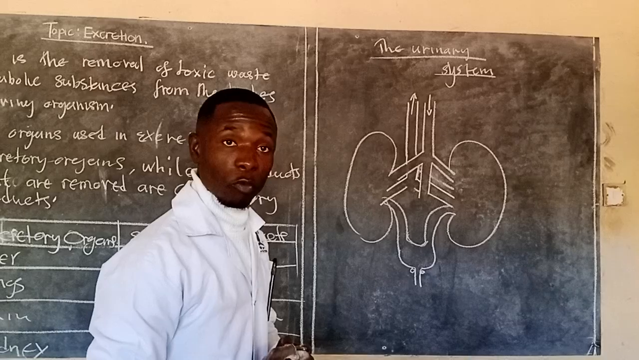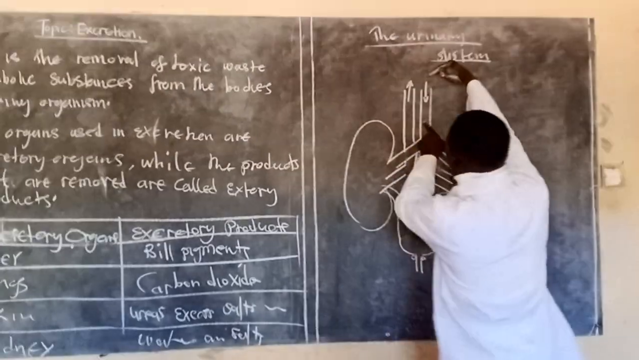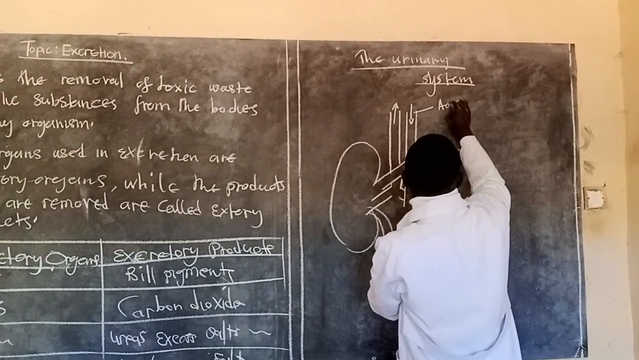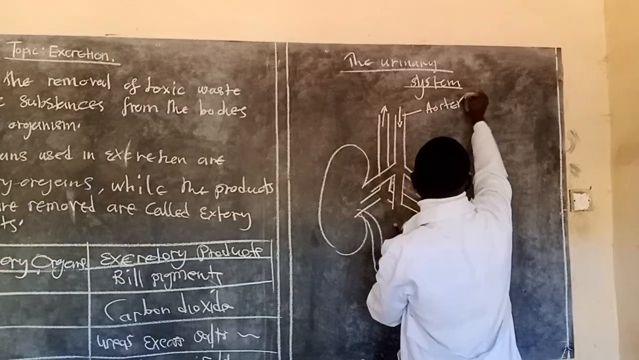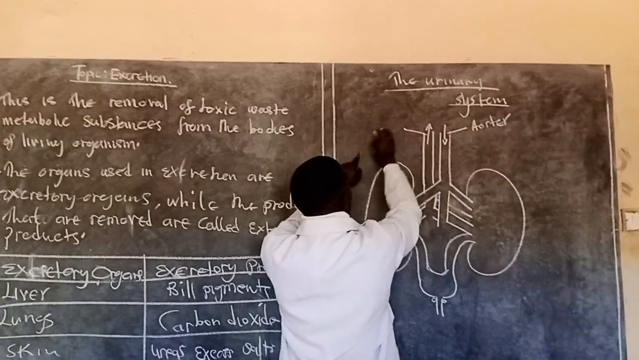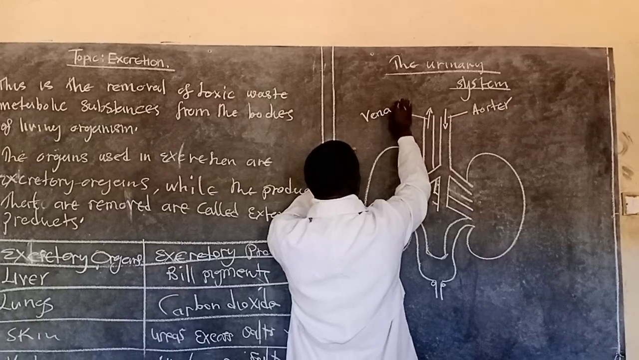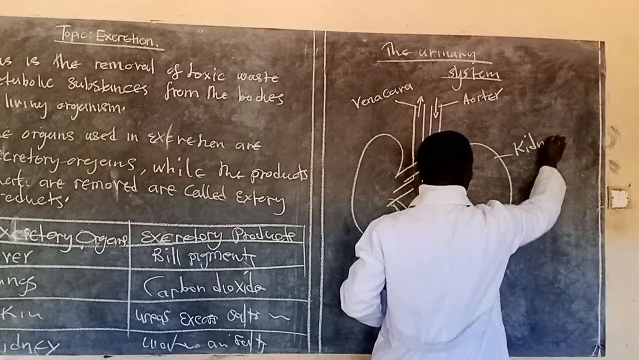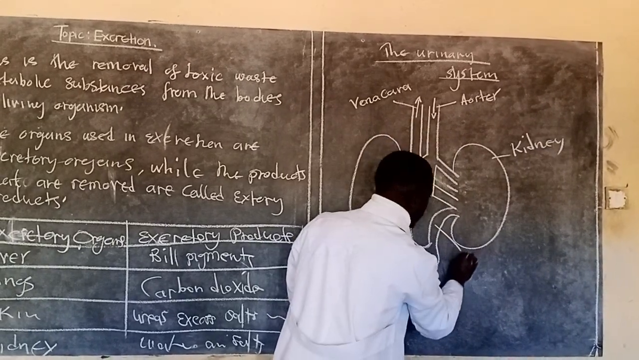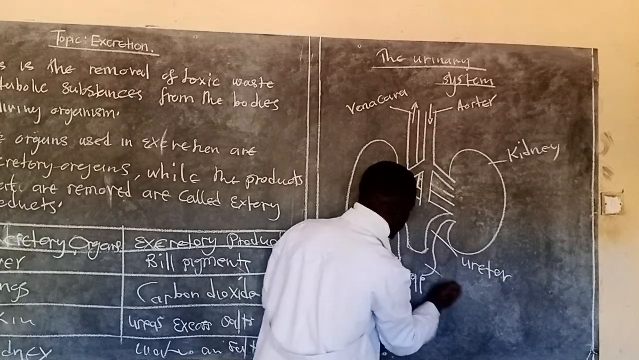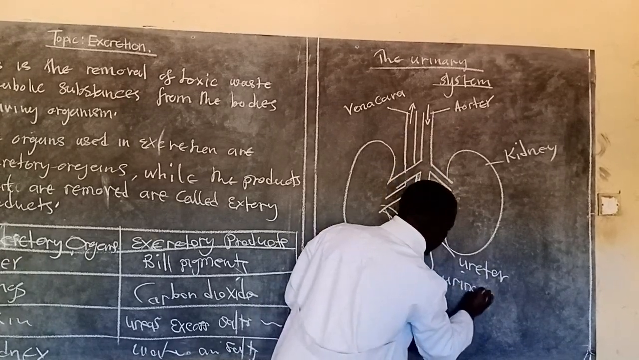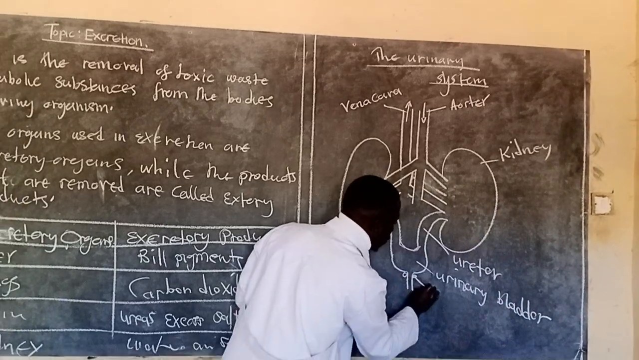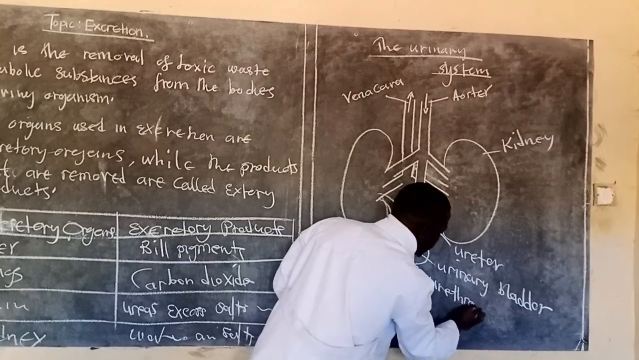Now, under the renal system, we need to know the structures. The structure that is taking blood downwards is what we call the aorta. Then this one taking blood upwards is called the vena cava. Then this is the kidney, and this is the ureter. This is the urinary bladder, and this is what we call the urethral sphincter.